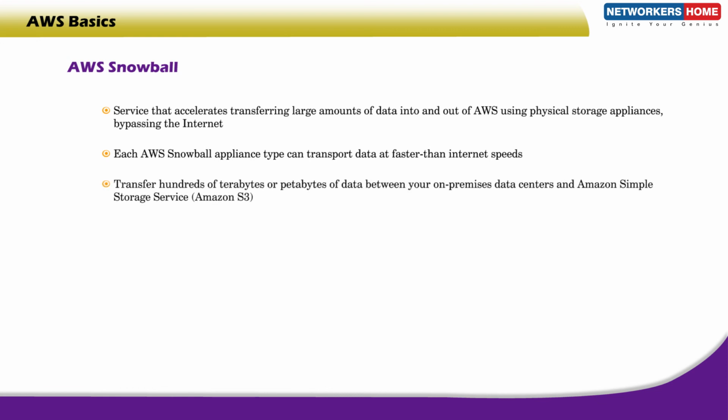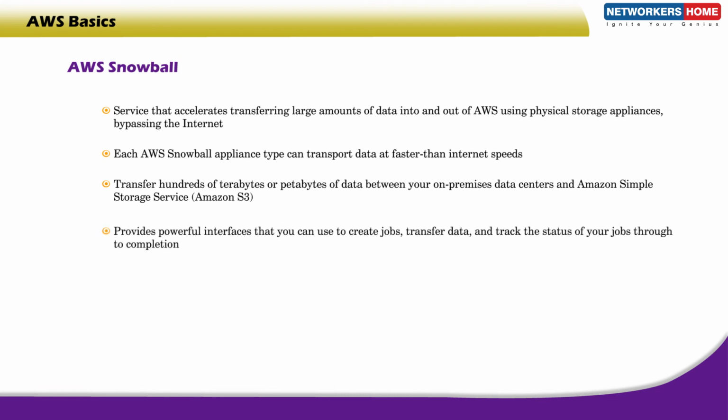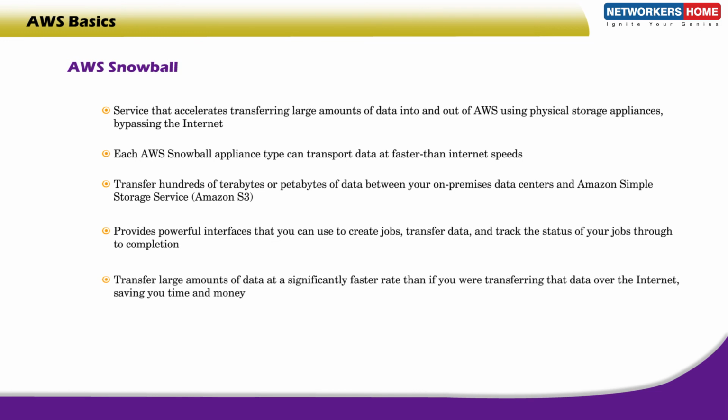With a Snowball, you can transfer hundreds of terabytes or petabytes of data between your on-premises data centers and Amazon Simple Storage Service. AWS Snowball uses Snowball appliances and provides powerful interfaces that you can use to create jobs, transfer data, and track the status of your jobs through to completion. By shipping your data in Snowballs, you can transfer large amounts of data at a significantly faster rate than if you were transferring that data over the internet, saving you time and money.